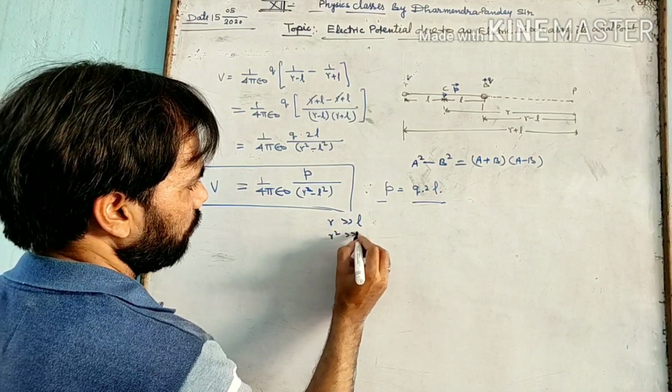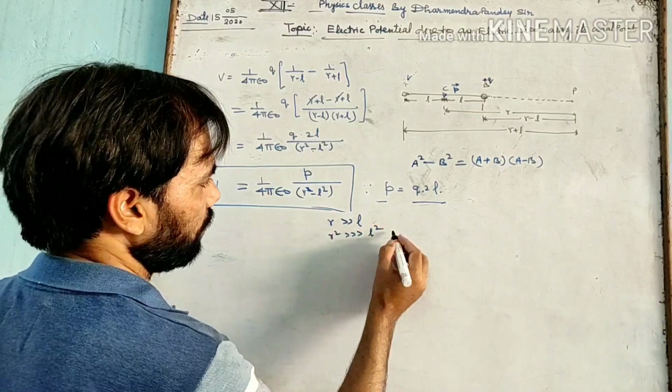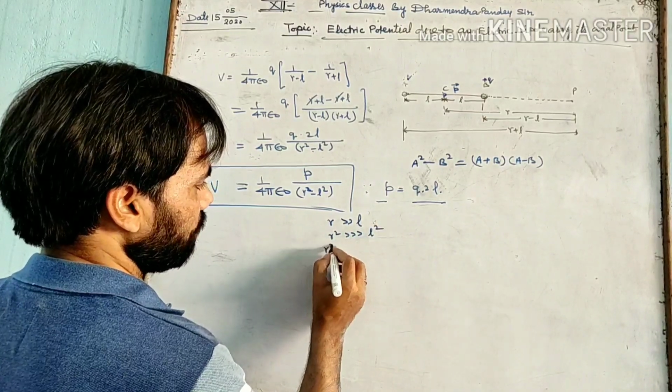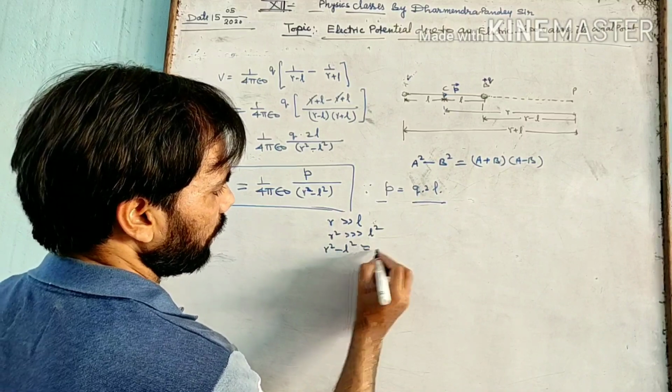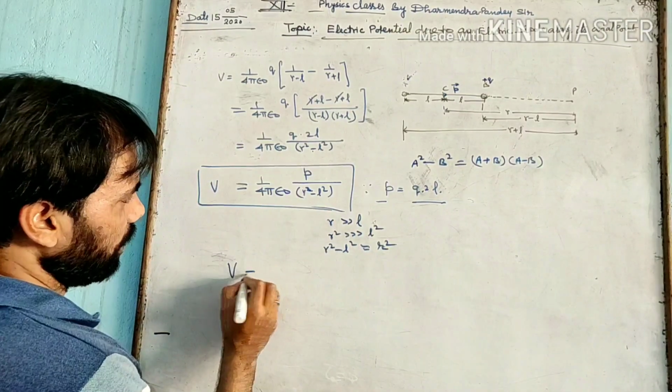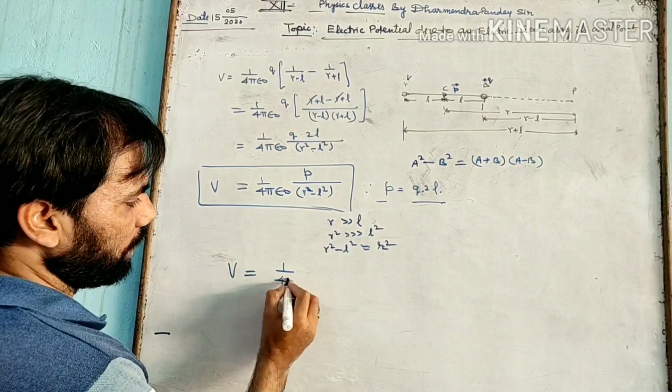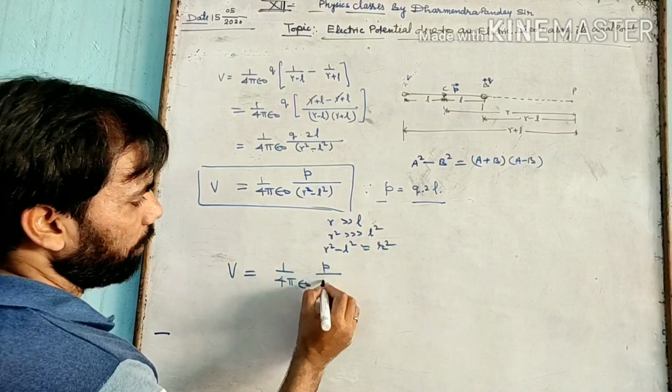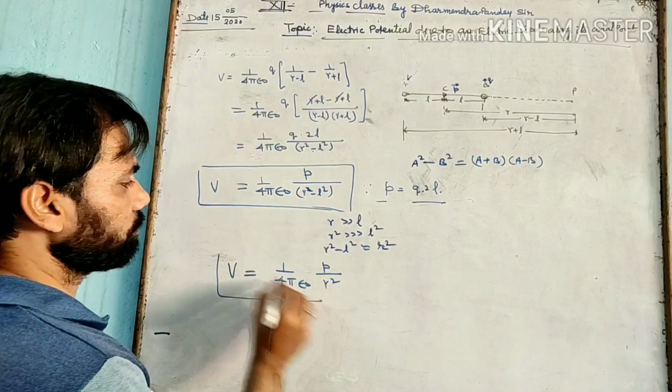So if we just take an approximation, since r is very large in comparison to L, r square would be very large in comparison to L square. So in place of r square minus L square, we can write approximately r square. Now this V can be written as equal to 1 upon 4 pi epsilon 0 p upon r square simply.